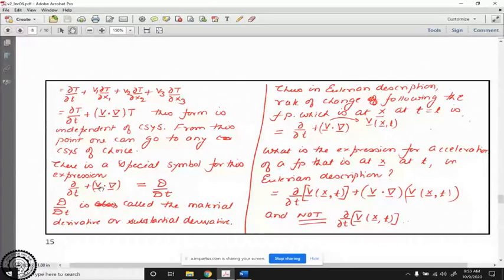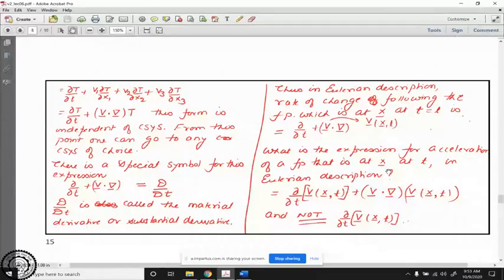But you have made special attempts to follow a fluid particle or follow a piece of matter, and that's why it is called material derivative. Thus, in Eulerian description, rate of change following the fluid particle which is at x at t equals t is this. Now, if I extend this idea, what is the expression for acceleration of a fluid particle that is at x at time t?